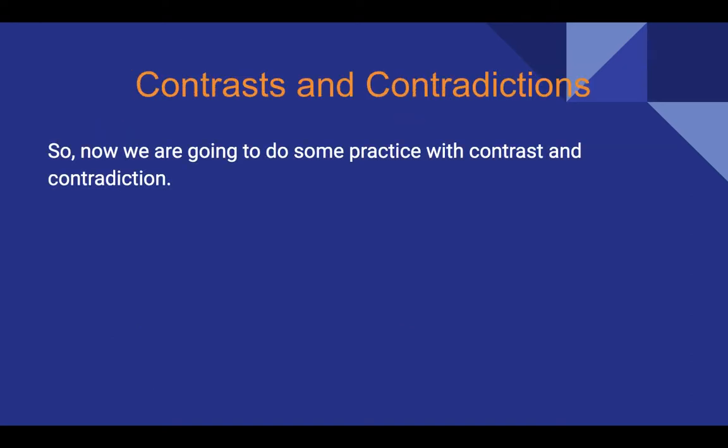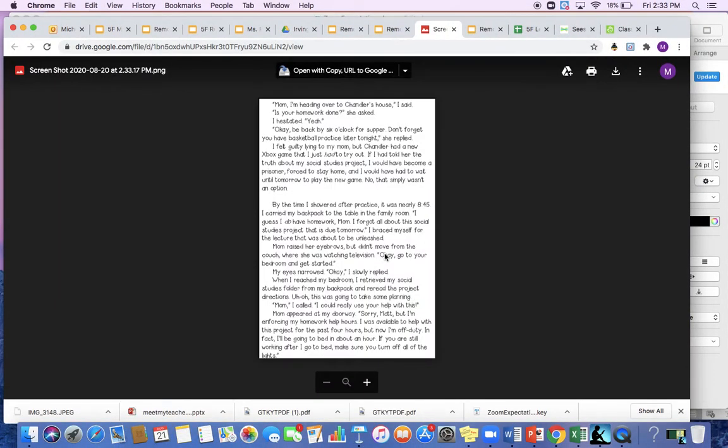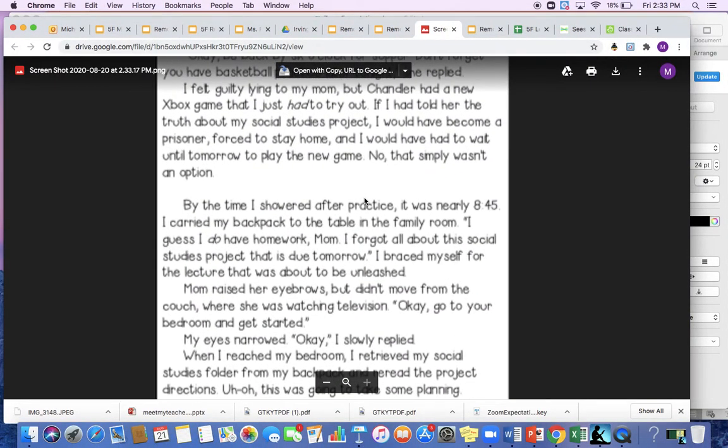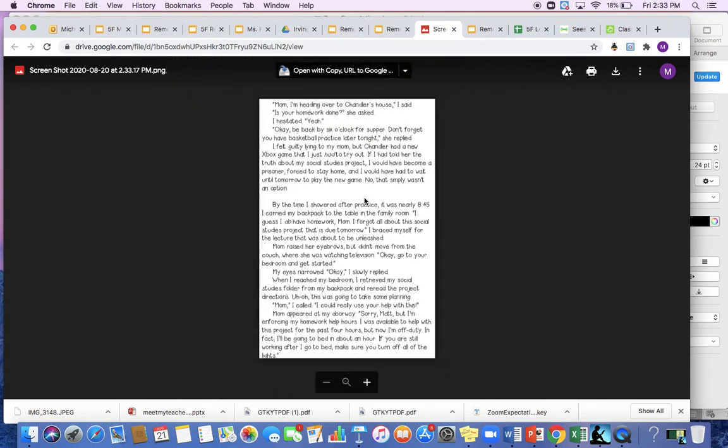So now we're going to do some practice with contrast and contradiction here. Remember, first, figure out how a character acts differently than we think that they will. Then think, why is the character doing that? Zoom in a little bit. Oh, maybe not. Sorry, guys.